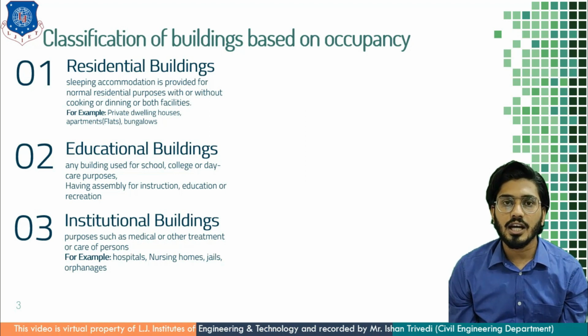Here nobody is allowed to do their own choice activities. The institutional buildings ordinarily provide sleeping accommodation for the occupants. Examples of institutional buildings are hospitals, nursing homes, jails and orphanages.